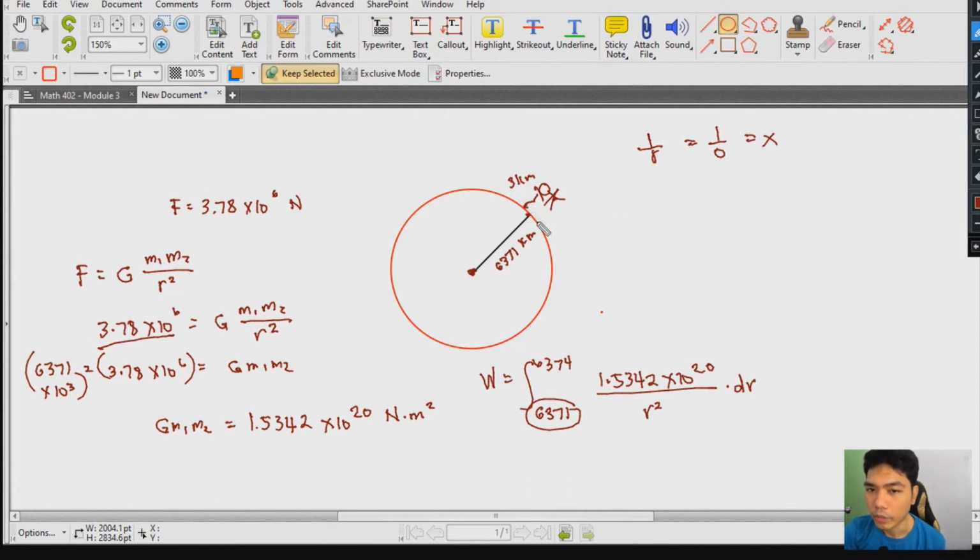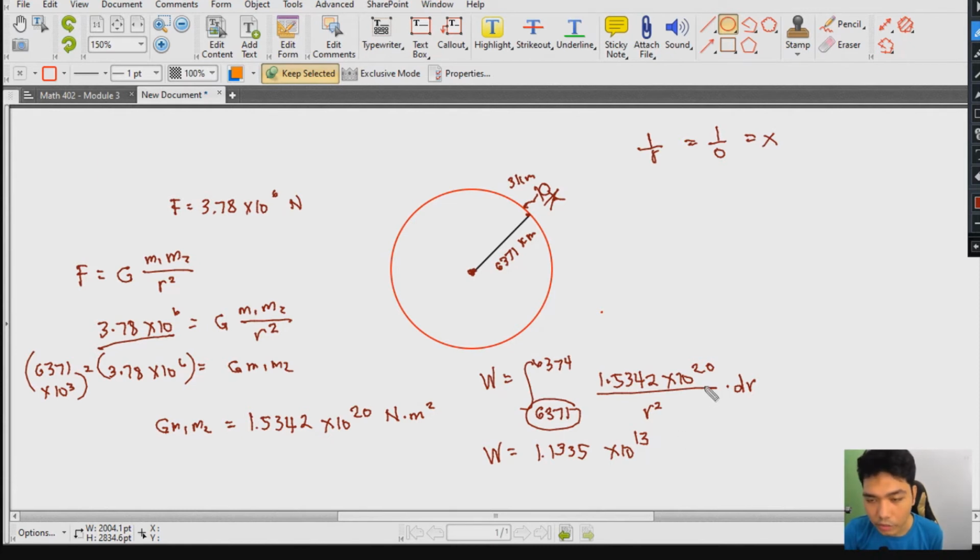That's why we start with the surface of the earth, or the distance of the surface of the earth from the center. And then the work, this gives you a value equal to 1.1335 times 10 to the 13. Okay? So, to the 13. So, that is your unit.